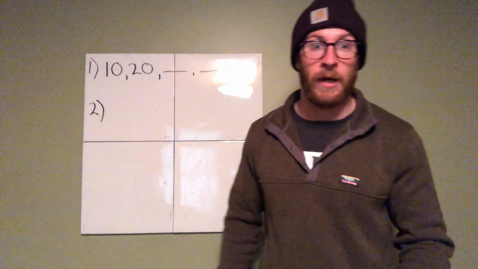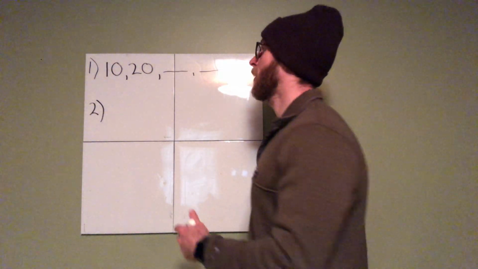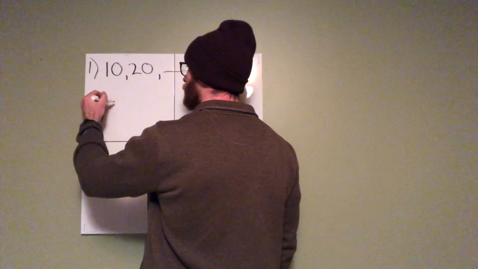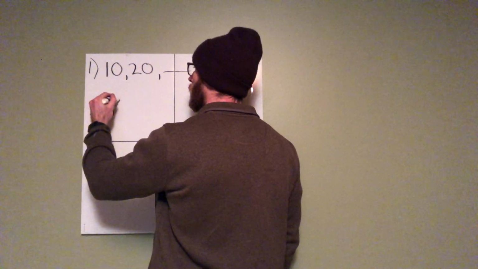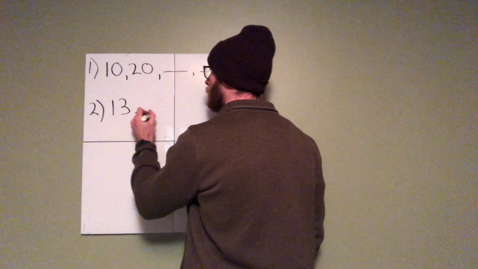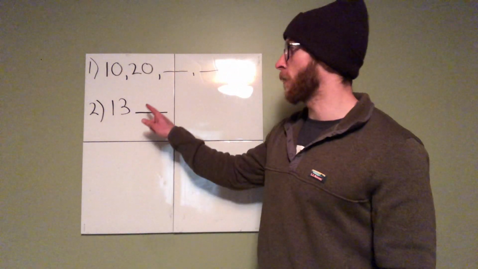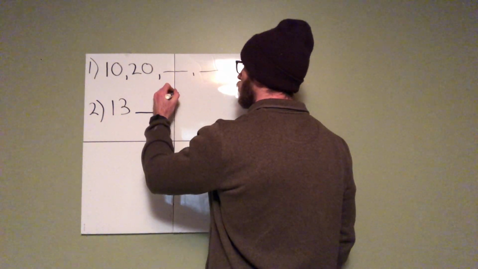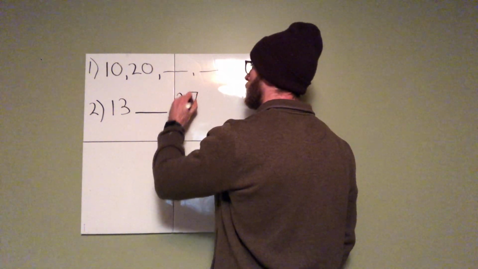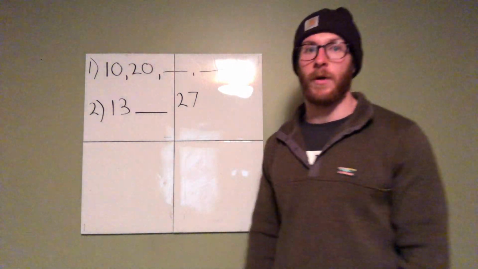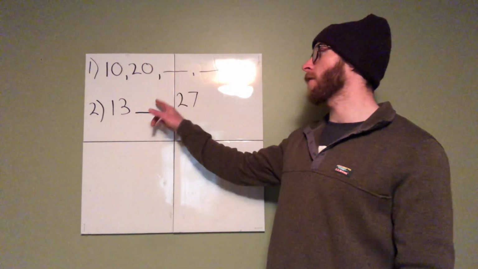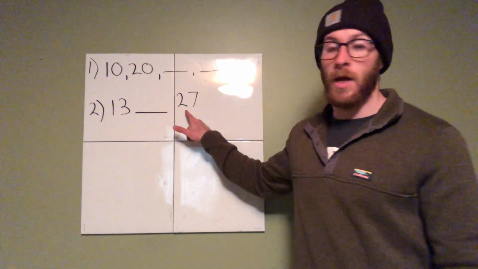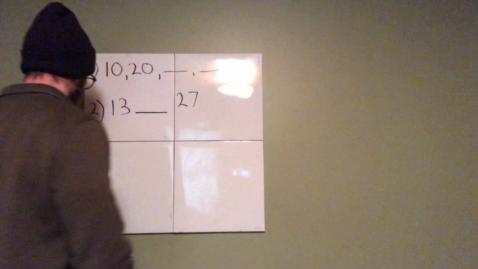Then your second question is going to involve greater than, less than, or equal to, okay? So I'm going to say the number, let's go with my favorite number, 13. That's where you're going to put the greater than or less than sign. And then we'll have the number 27, another one of my favorite numbers, okay? So you need to tell me if 13 is greater than, less than, or equal to the number 27, all right?